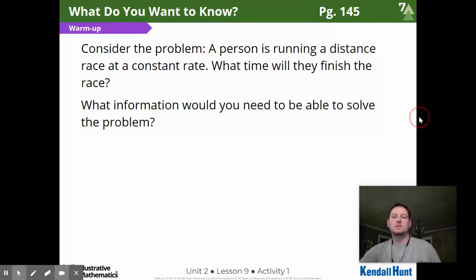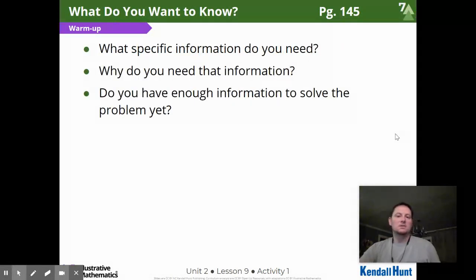What information would you need? Why did you need that information? And based upon what we give you, do you have enough information to solve the problem yet? As of right now, we don't even know what the problem is. If you start jotting down some ideas of information you might need, was that still enough information? Those are some of the things we're going to look at and hopefully take away after today's lesson.